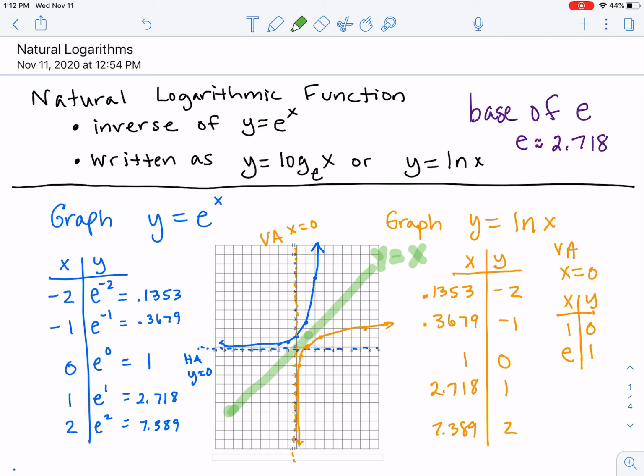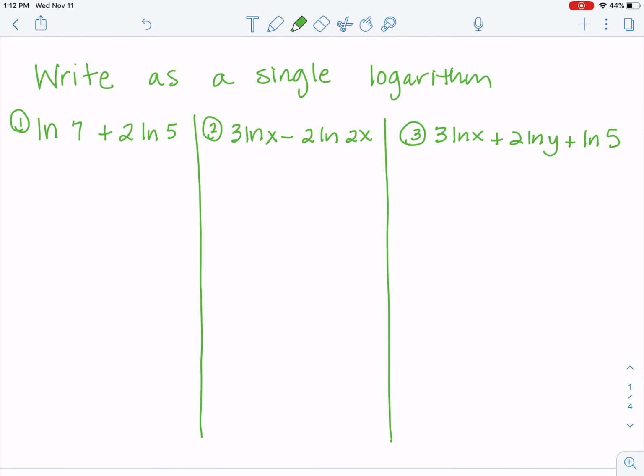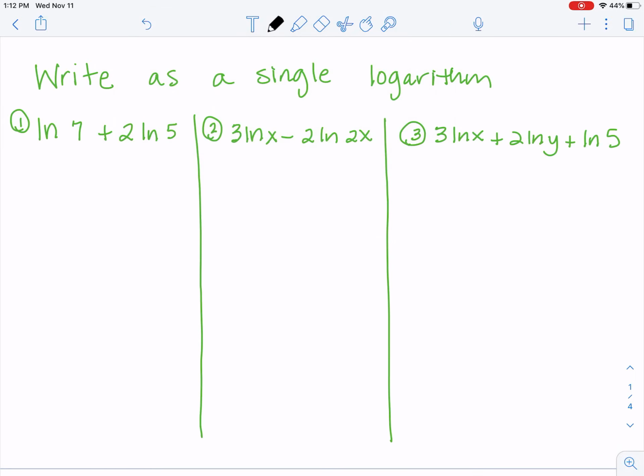Again, that's going to be another parent function. Well, I told you right at the beginning that we were going to evaluate and simplify natural log expressions. So let's go ahead and do that. First thing I want you to do is apply those properties that you learned with the logarithms, and we're going to apply them to our natural logarithms. Here I see this 2. It is the power property, so it's going to be written as natural log of 5 squared.